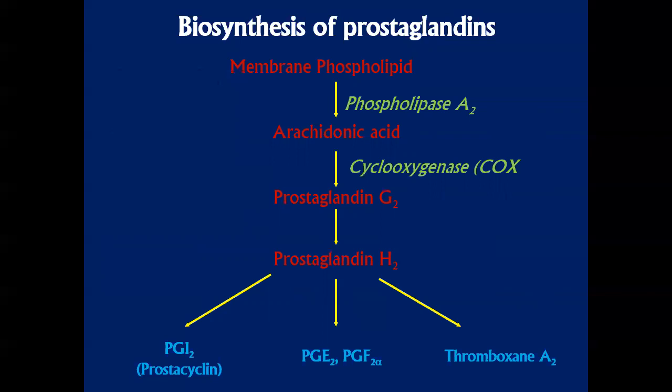So there are various prostaglandins, like prostaglandin I2, which is known as prostacyclin, E2, F2 alpha, and thromboxane A2. Just keep in mind this COX enzyme. As I mentioned, the focus of today's lecture is COX.